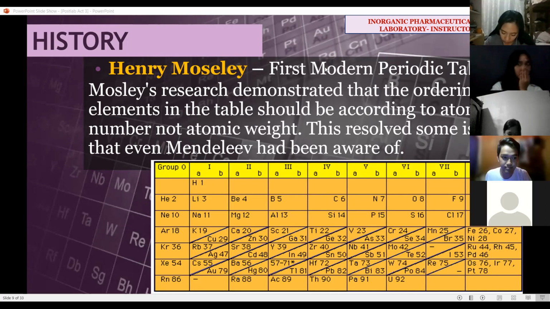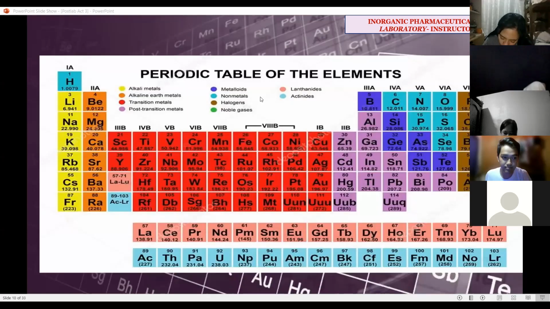So karon atomic number na naha by increasing atomic number, and actually the arrangement of Henry Moseley answered all the issues and questions that cannot be answered by Mendeleev and Lothar Meyer. May problema kasi sila in the arrangement using the atomic weights. There are questions, there are issues. So pag-arrange ni Henry Moseley na-address ang mga issues. Pag-arrange niya according to increasing atomic number.